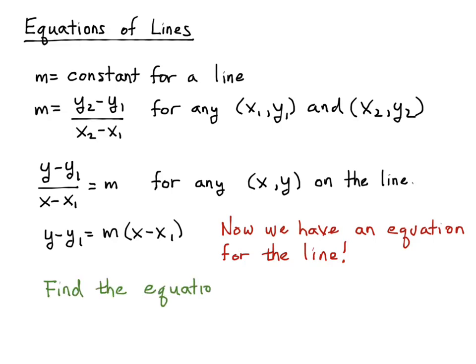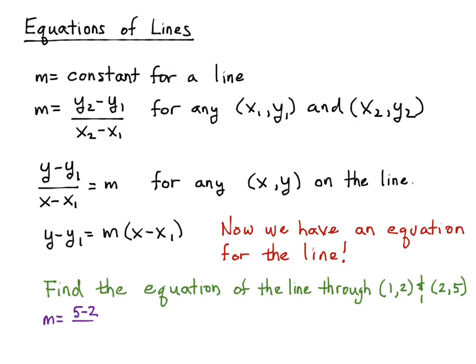So let's put that into practice. Let's say we want to find the equation of the line through (1, 2) and (2, 5). Well, the first thing we do is calculate the slope. So that's 5 minus 2 over 2 minus 1, and we get 3.